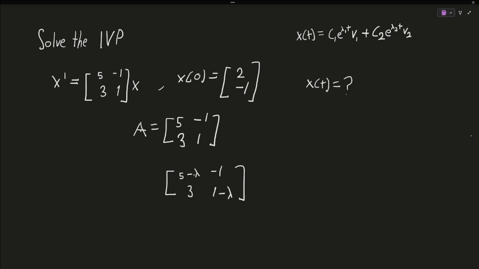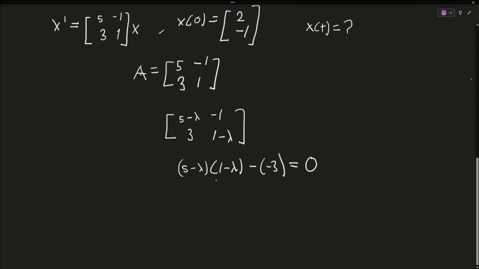I subtracted lambda I from the matrix, so on the diagonal we will have negative lambda. Now we want to find the determinant and set that equal to 0 to solve for lambda. So we're going to have 5 minus lambda multiplied by 1 minus lambda, minus 3, because 3 times negative 1 is minus 3. This is the determinant of matrix A, and we are going to set this equal to 0, so we'll be able to find what lambda is.